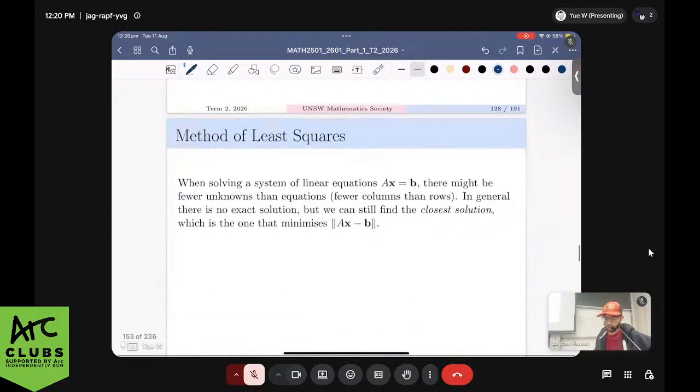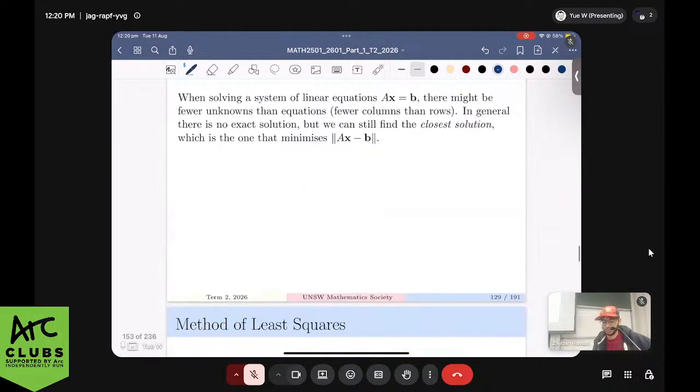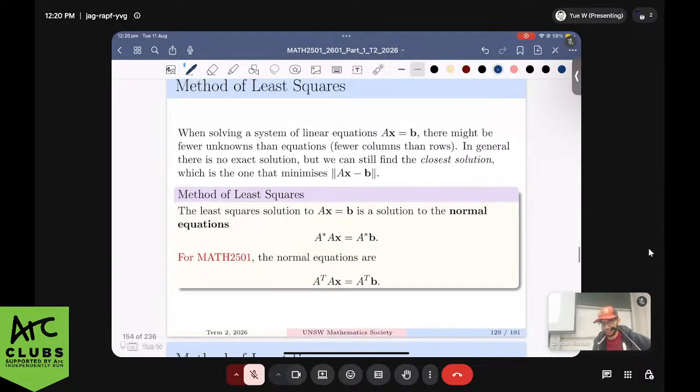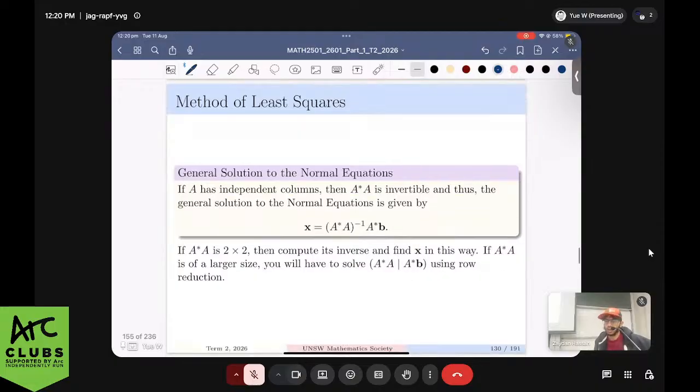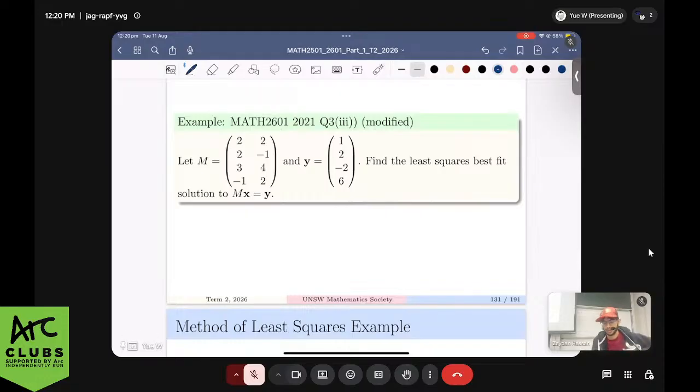Okay, least squares. Least squares is when you're solving Ax equals b, but there's not a solution. So you find the closest solution, which minimizes the norm of Ax minus b. Essentially, it's just this: A star Ax equals A star b. You want to solve this system. If A star A is invertible, then you can take the inverse and just do it like that. But in general, you're going to have to solve a linear system.